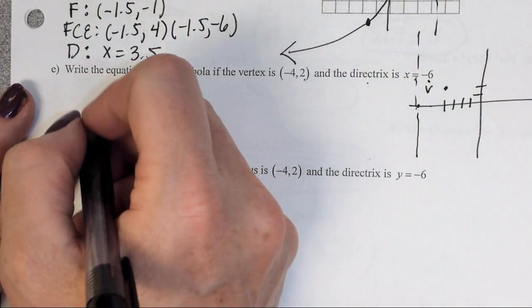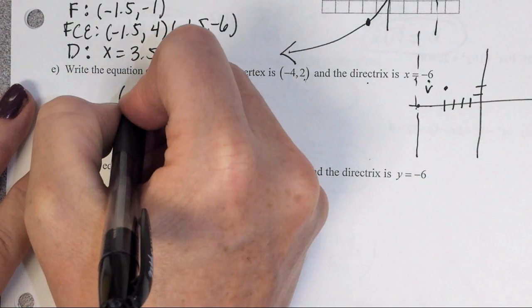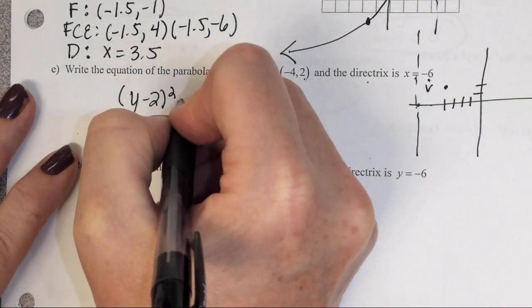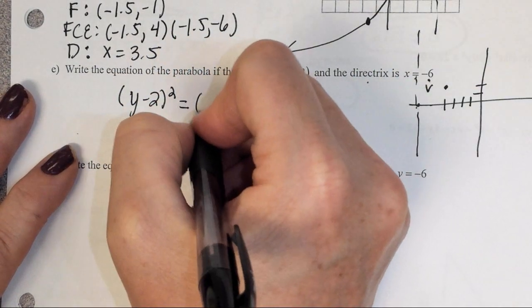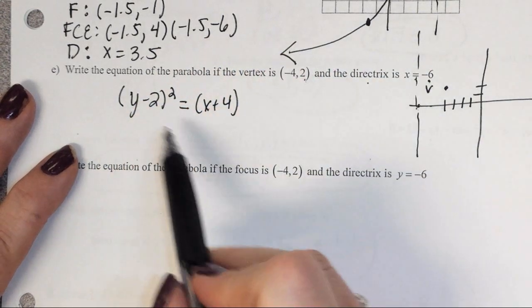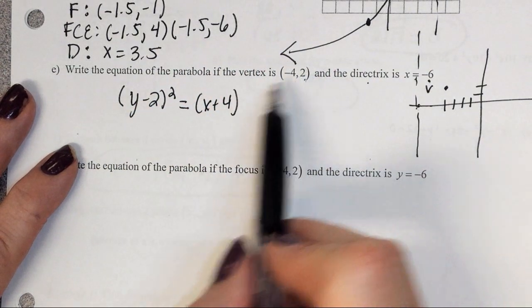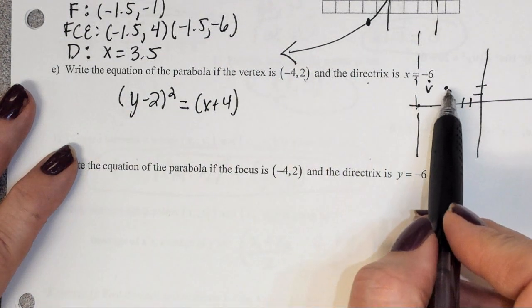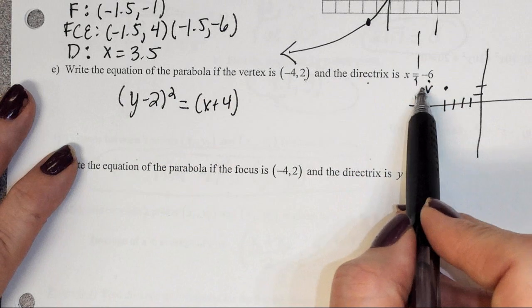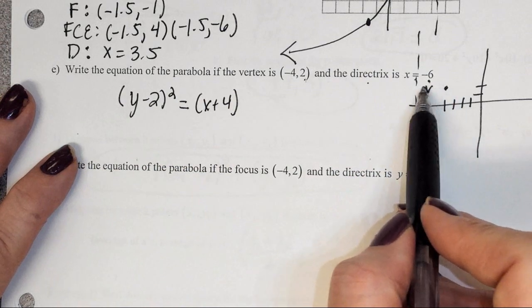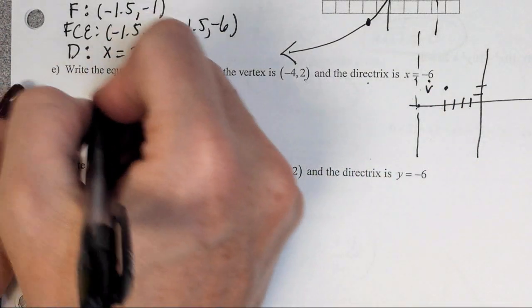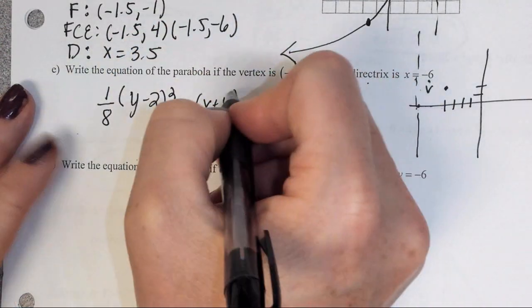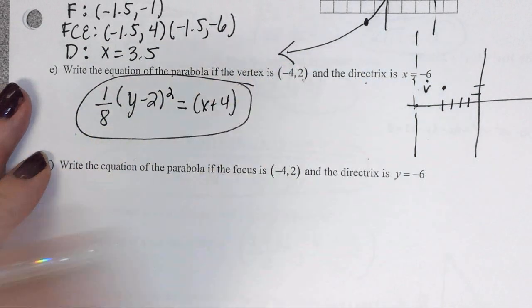So what's going to get squared? I'm going to have to do y minus 2 quantity squared equals x plus 4. See how we know that part for sure? Now this is going to have to be 1 over 4p. So what's p going to be? What's that distance? 2. So what's going to be right here then? 1 over 8. And so that would be the equation.